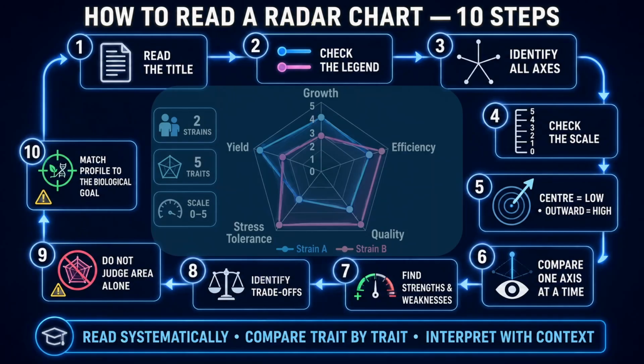Now let us learn how to read a radar chart in 10 steps. Follow these steps in order. First, read the title to understand what the chart compares. Second, check the legends to identify each color or group. Third, identify every axis and the variable shown on it.